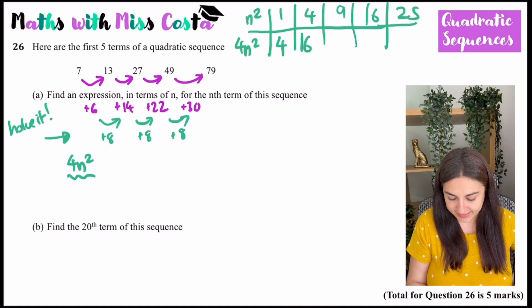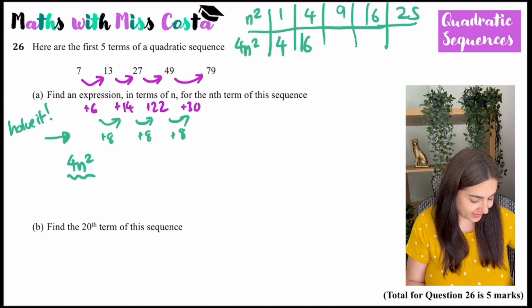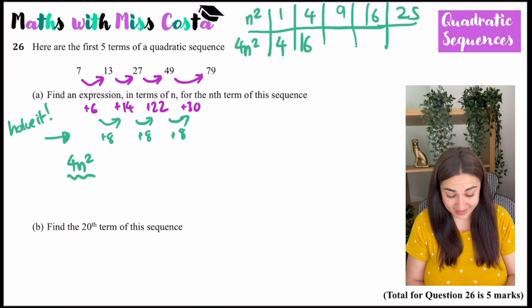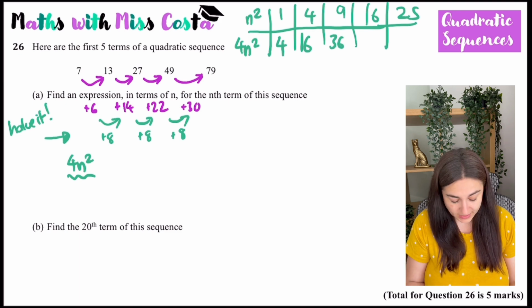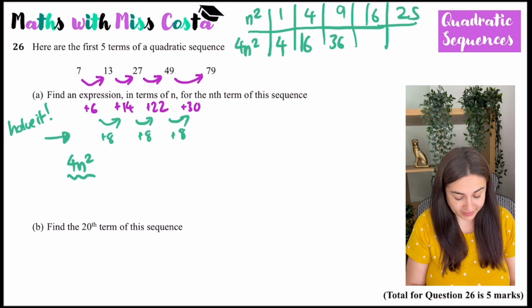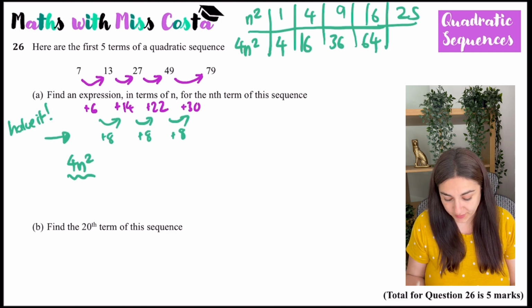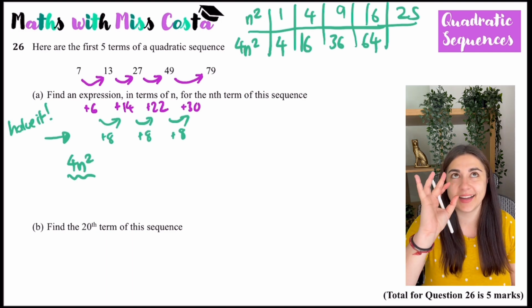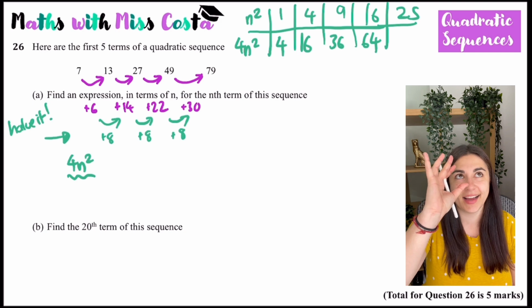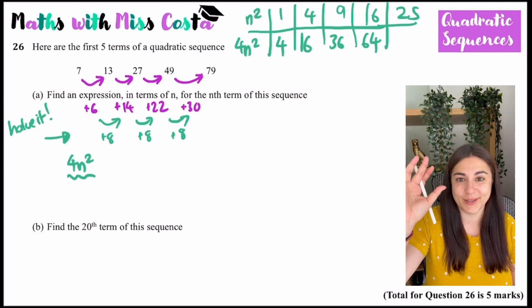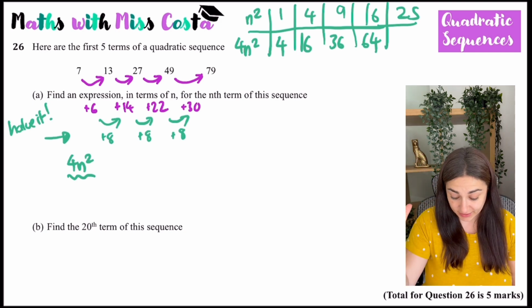4 times 4 is 16. 9 times 4 is 36. 16 times 4 is 64. So this is the quadratic sequence it's going up in.